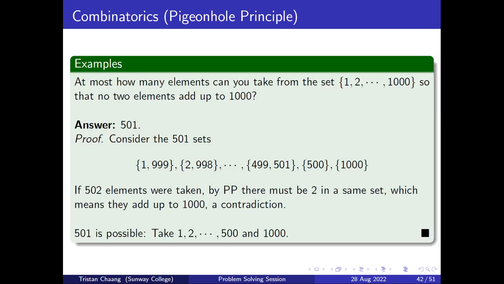At most, how many elements can you take from the set 1 to 1000 so that no 2 elements add up to 1000? So you can pluck elements from 1 to 1000, just extract them. But at most, how many can you take? Maybe you got unlucky and the first one you get is 1, the next one is 999 already. Then with 2 elements you already have 2 that sum up to 1000. But in the luckiest case, at most how many can you get?